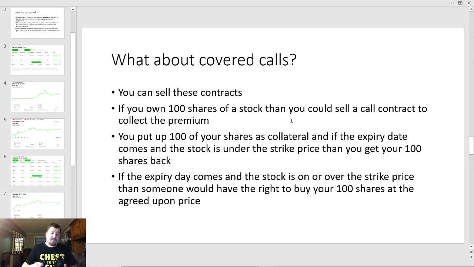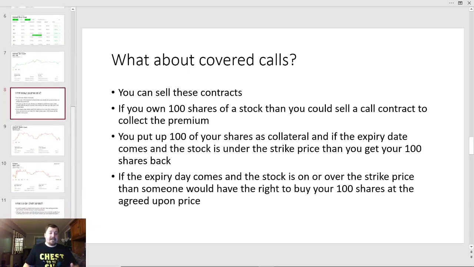So you know that premium you're paying when you're buying the call? You're allowed to sell a call and put up 100 of your shares as collateral. If on expiration date the stock is under the strike price, then you get to keep your 100 shares and you get to keep the money that they paid you. If expiration date comes and the stock is on or over the strike price, then someone would have the right to buy your 100 shares off you at that agreed upon price.